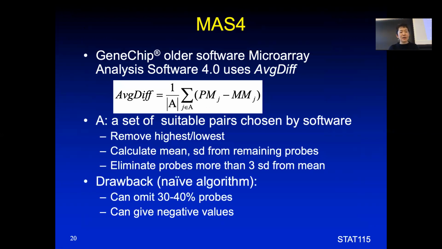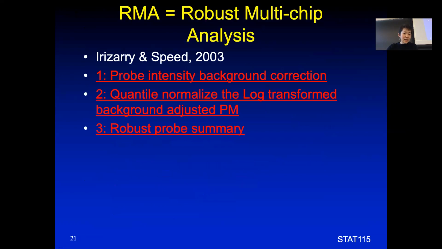One problem with this is it's a very naive algorithm. You can really eliminate about 30 to 40% of the probes on the array, and occasionally you might end up getting a negative value, which means even after removing the outliers, the average of the remaining probes gives you a minus 0.1 expression, which is very inconvenient because the gene is either expressed or not expressed. It can't be a negative value, right? And so that's where statistics really came to help.